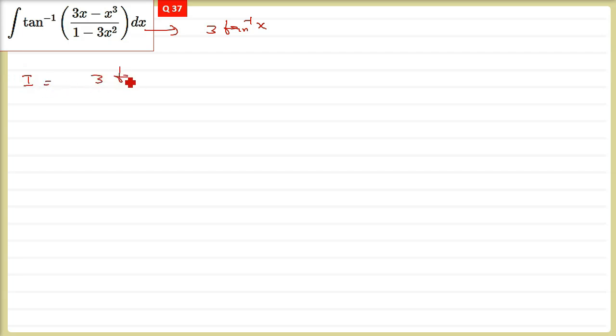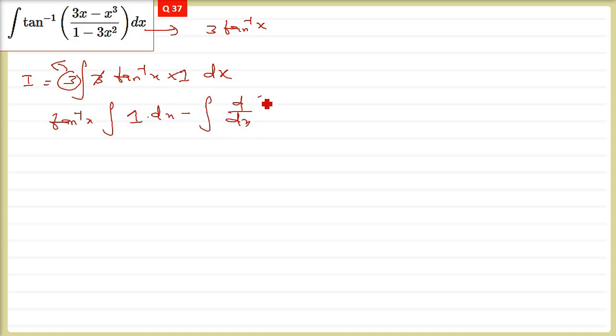This 3 can be taken outside the integration sign, and then we can just integrate tan inverse x. And tan inverse x cannot be integrated by itself, so you have to multiply it by 1, and then we'll take 1 as one function and tan inverse x as the other function. If we take tan inverse x as the second function, we will again be in trouble because we have to integrate that. So tan inverse x will be taken as the first function, times the integration of 1 dx, minus the integral of d by dx of tan inverse x times the integration of 1 dx. These both will be multiplied and the result will be integrated again with respect to dx.